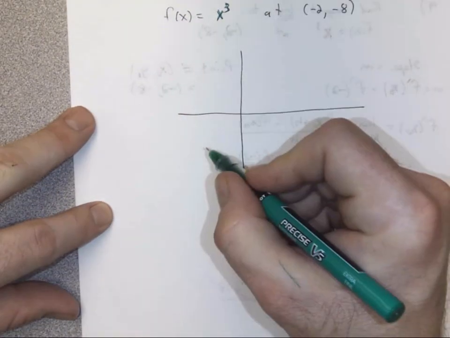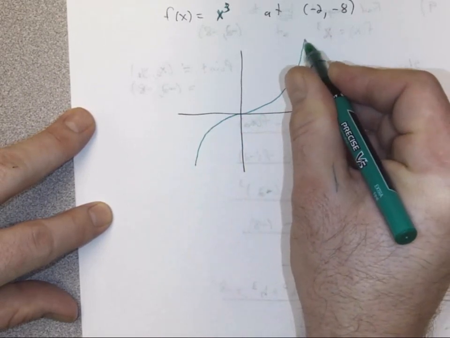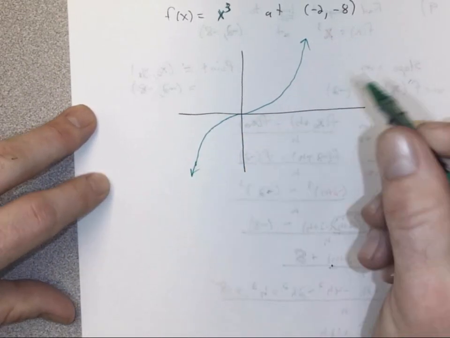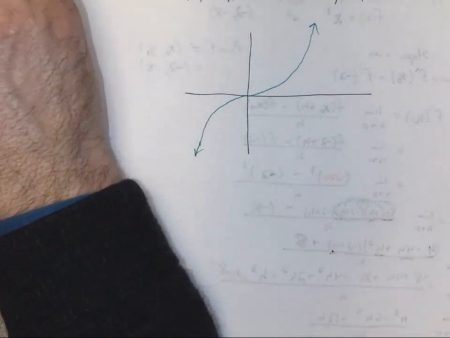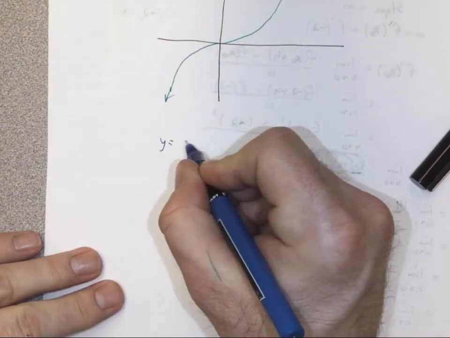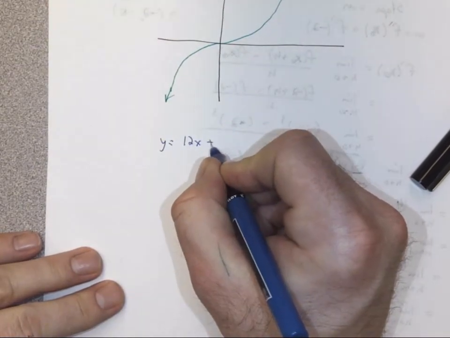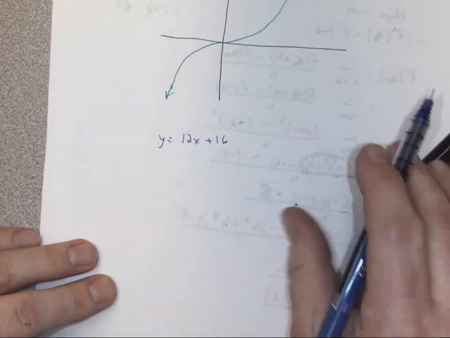So x cubed, we all know that it looks like this, right? It's one of the functions you were forced to memorize in pre-calc. Or you could just put it in your calculator and hit enter. So there's x cubed. We are also asking about y is equal to 12x plus 16. What do you think happens if I graph the two together?